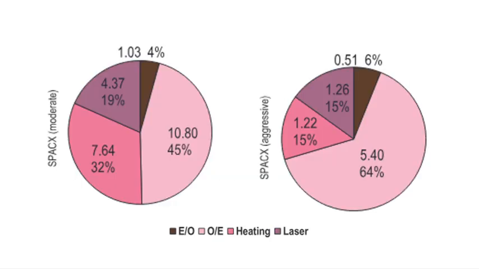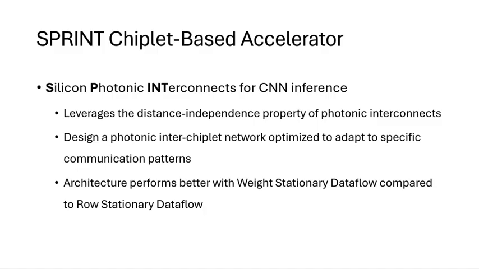And here is a side-by-side comparison of the energy breakdown of SpaceX. The majority of the power consumption in both models is the optical to electrical signal conversions, highlighting how costly they can be. It is an area of further research and development, but this clearly demonstrates the energy demand, especially in the aggressive model, where 64% of the energy consumed went to the optical to electrical interface.